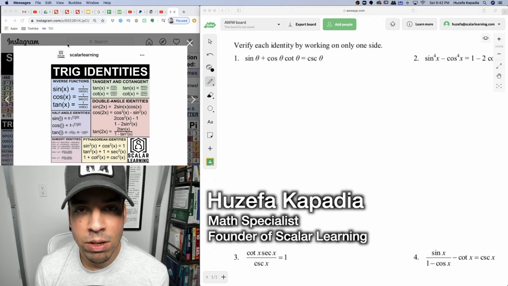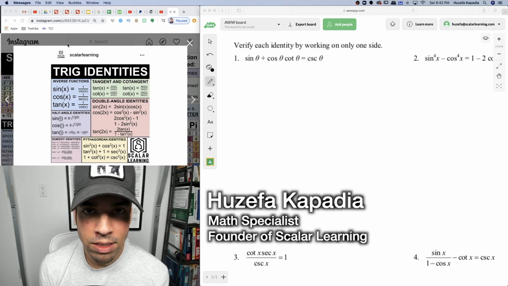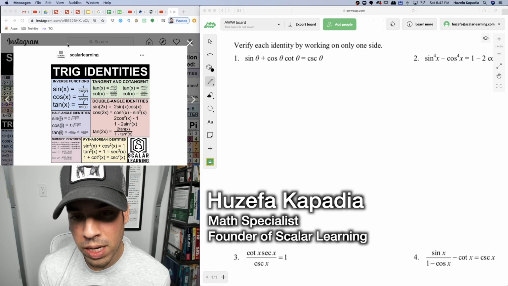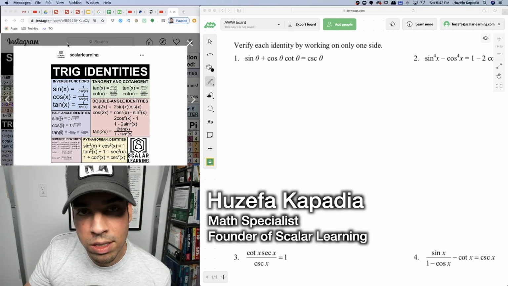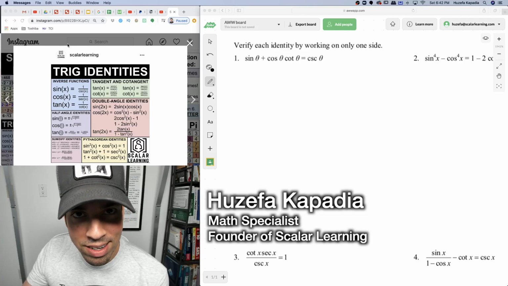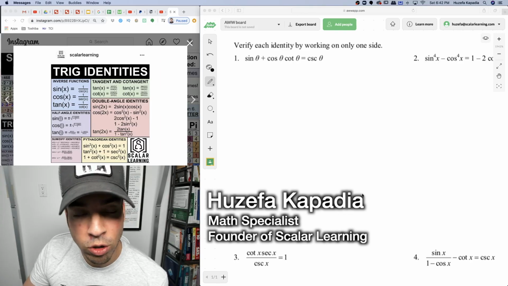Today we are talking about verifying trigonometric identities and essentially showing in these equations that both sides are equal, okay? And to solve these, what you must rely on is your knowledge of all these various trigonometric identities.